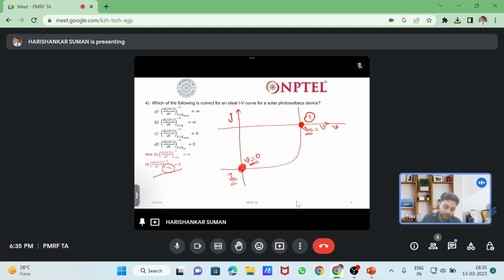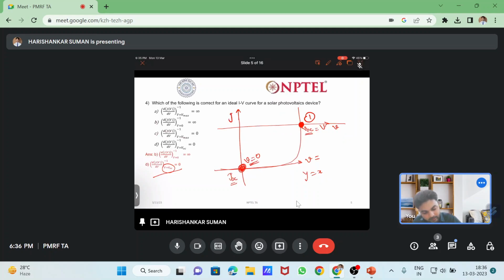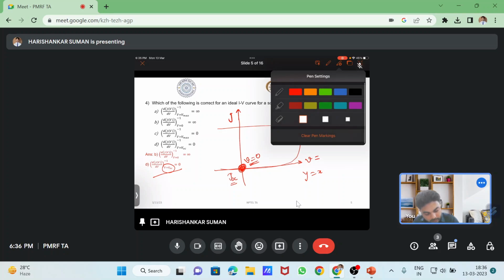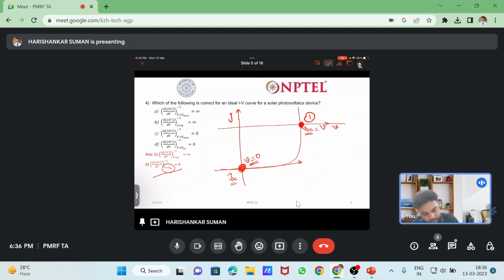Please take the derivative. Take a line, let's say Y equal to X. We have to put it like that. So what could be the equation for this curve? Straight line. This is the fixed value.